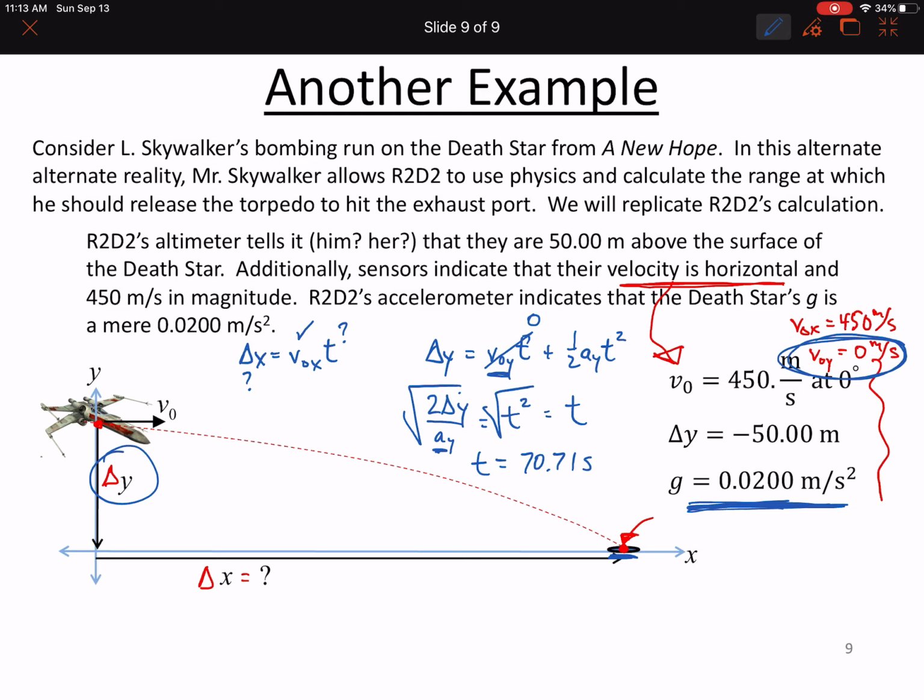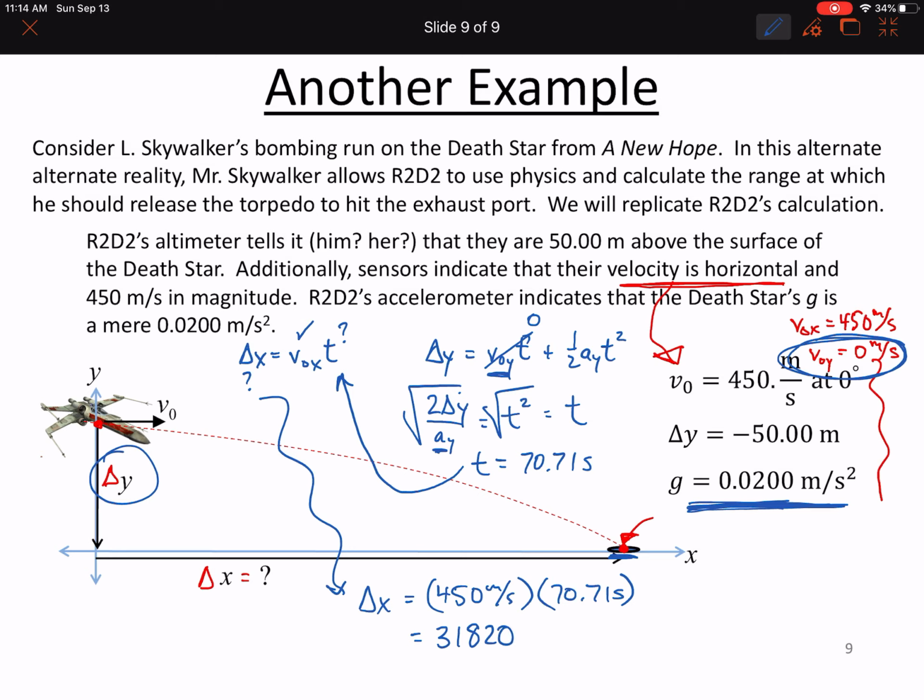The knock-on effect of that is that when you take this number for time of flight and you put it in here to then calculate our delta x, well, then delta x is 450 meters per second for the initial horizontal velocity times 70.71 seconds for the time of flight. And so the delta x for this problem comes out to about 31,820 meters.